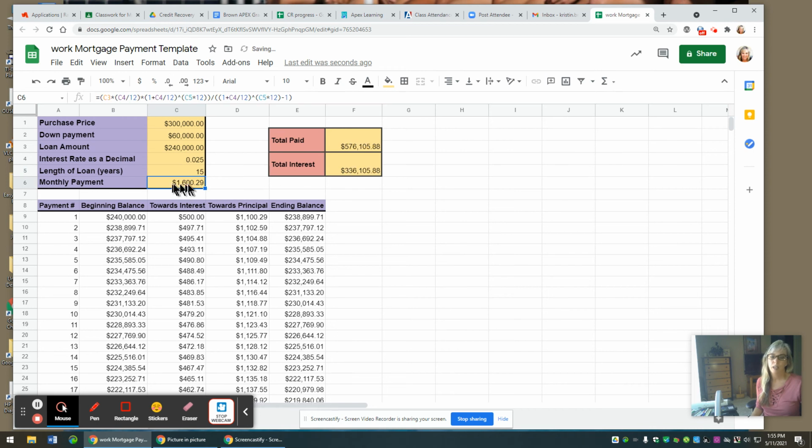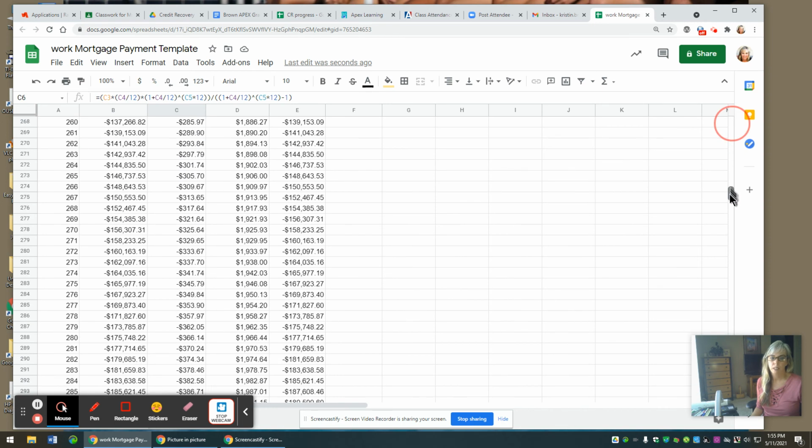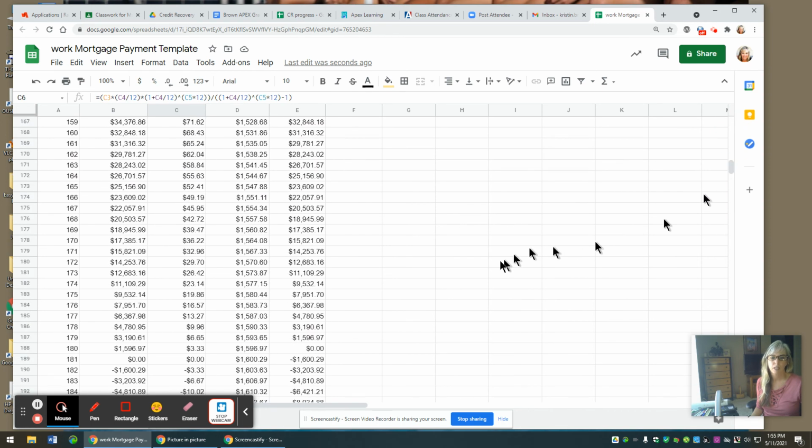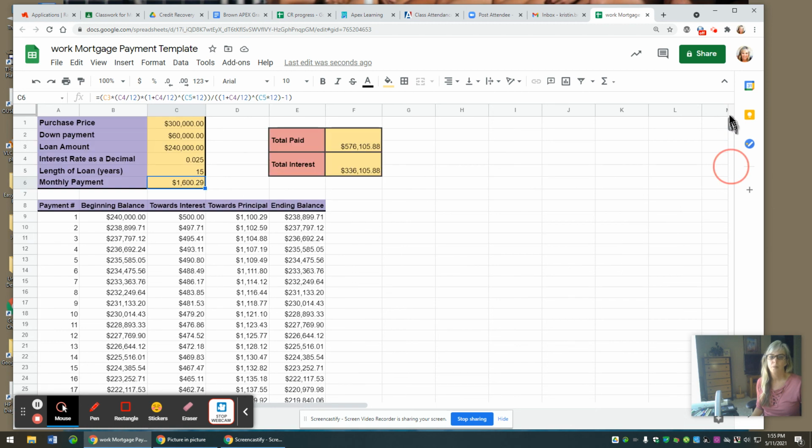Now my monthly payment went up because I'm paying fewer months. And look, fewer months means I'm going to pay it off instead of whatever it was, 300, I can't remember. And I'm going to pay it off in 180 payments. So much quicker, half the time, right?